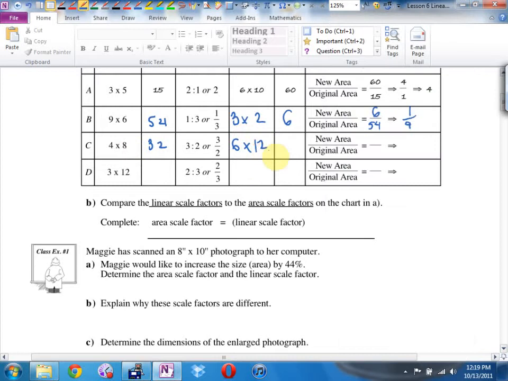Shania, you see I got that okay? What's the new area, kiddo? 6 times 12, yes, use your calculator, or do it in your head. Did you say 72? Did you do that here? You guys are good. Someone's taught you some mental arithmetic.